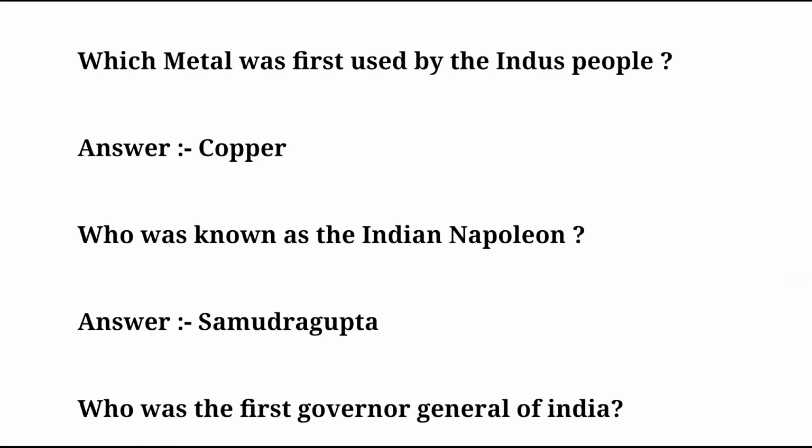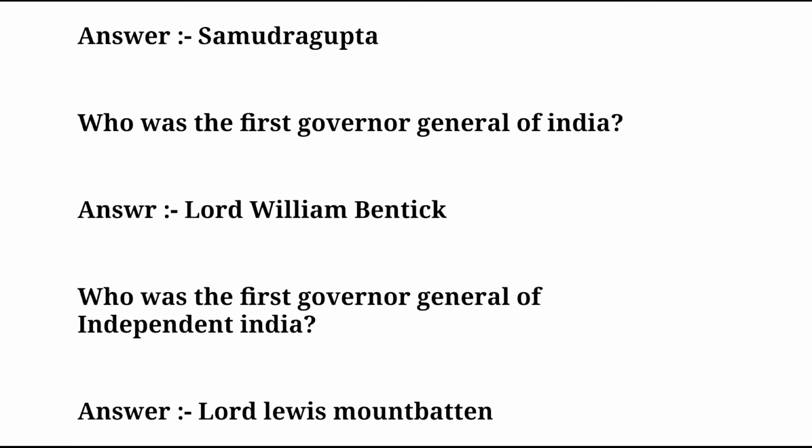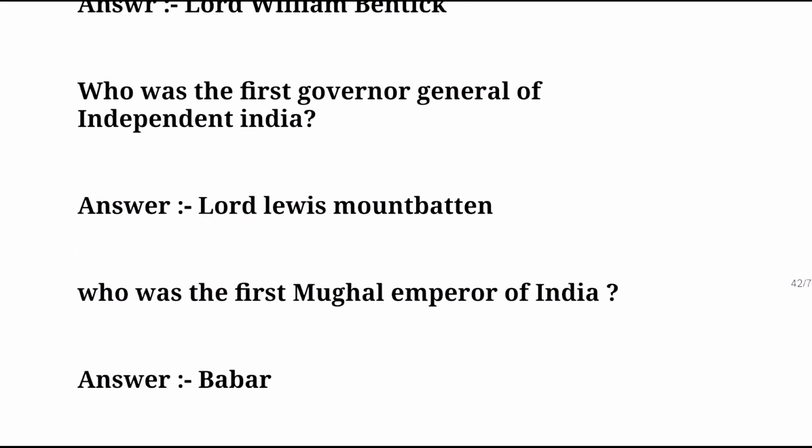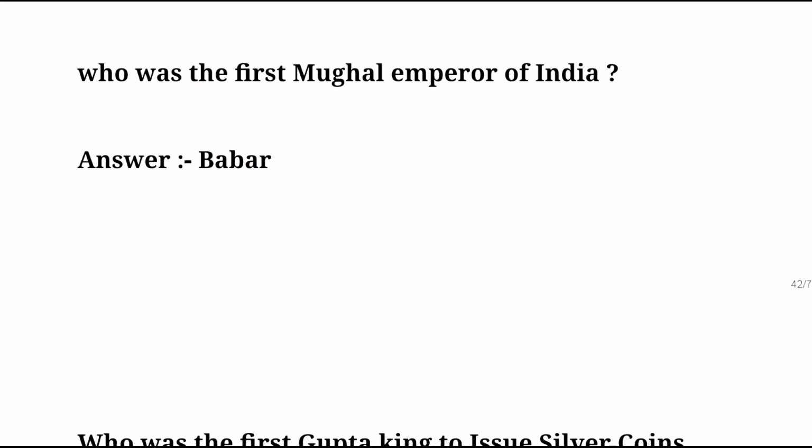Answer. Copper. Who was known as the Indian Napoleon? Answer. Samudragupta. Who was the first Governor General of India? Answer. Lord William Bentinck. Who was the first Governor General of independent India? Answer. Lord Louis Mountbatten. Who was the first Mughal Emperor of India?